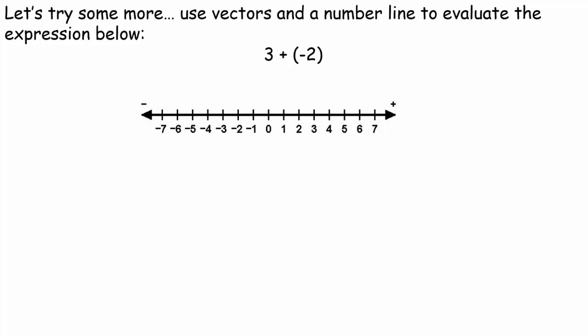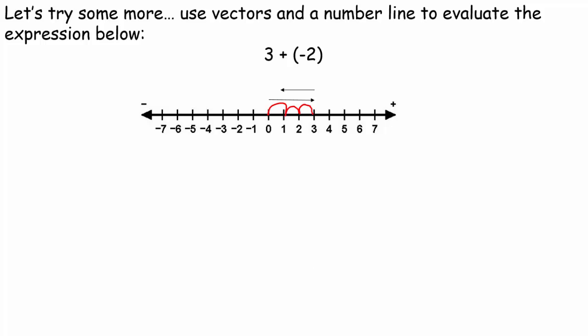Hopefully you paused the video. So now let's look at how we're going to use vectors and the number line to evaluate this expression. First thing we're going to do is start at 0, and the reason why is that's where we begin all of our number sentences. Notice that we move our arrow to the right because it's a +3. Notice that we are actually moving up the number line 3 spaces. 1, 2, 3, because it is a +3.